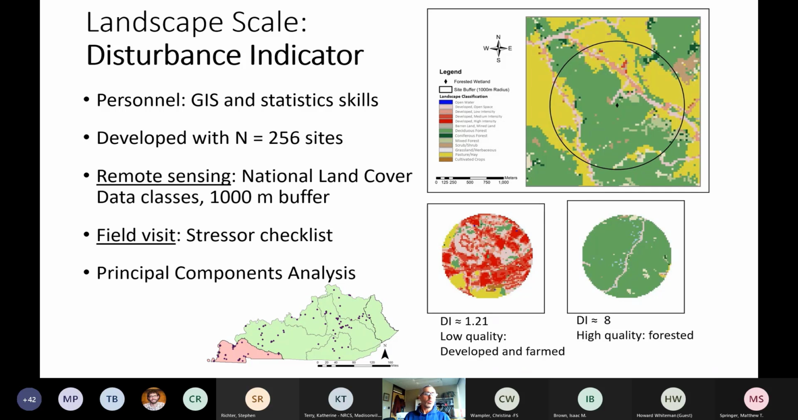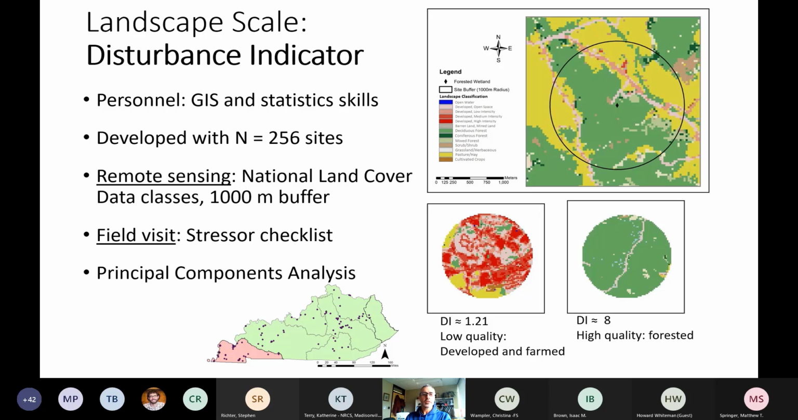When we've developed this, we've gone through a couple iterations of this, but in the most recent one, we included 256 sites from across Kentucky. So it was developed using a statewide data set. The primary sources of data for this disturbance indicator are the National Land Cover data set, the most recent version of that. And basically we select a 1,000 meter buffer that goes around the perimeter of each of those wetlands.